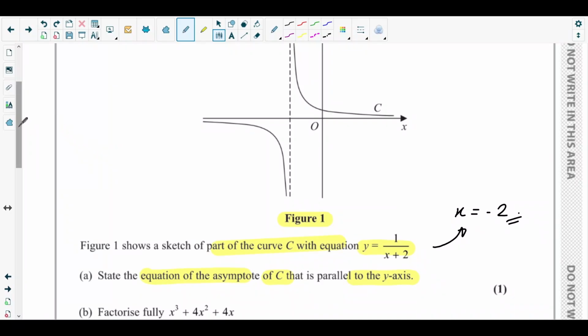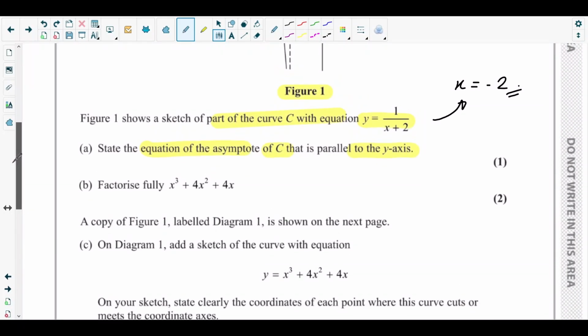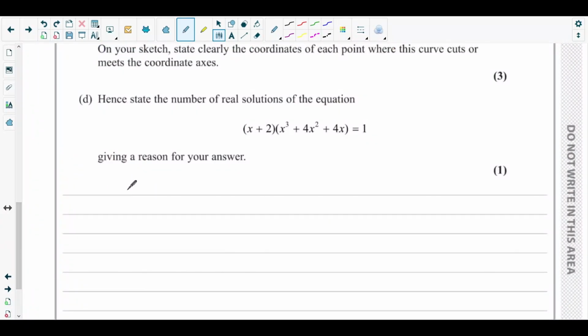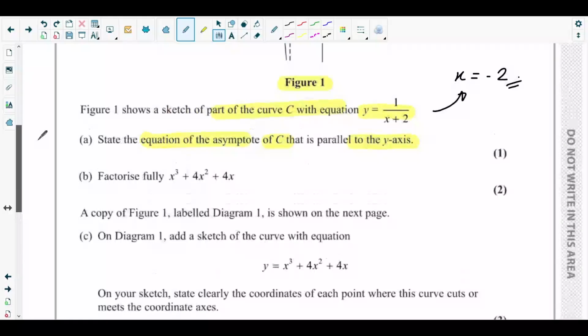That's why. So the equation of the asymptote is what? x equals -2. This is the equation of the asymptote.